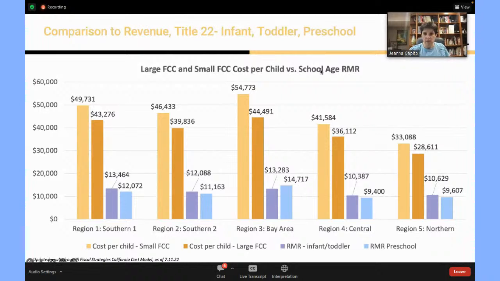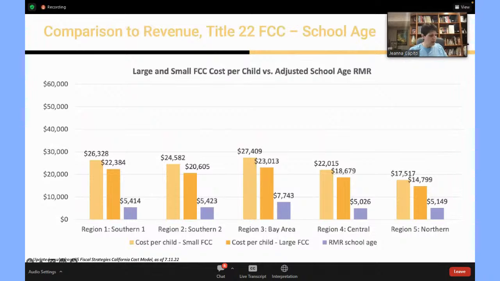So let's take a quick look at the results for the school-aged. While they may be served, as Simon mentioned, at times of the year full-time, most of the year they are not served with a full-time day, the same way that a preschooler or an infant or a toddler is. So there is a different revenue amount.